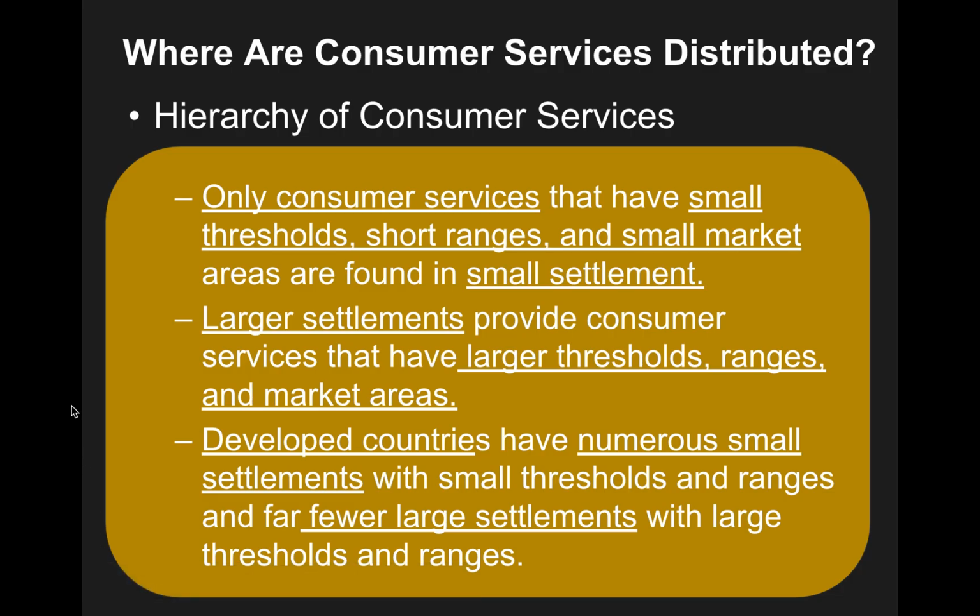When we look at consumer services, they have small thresholds, short ranges, and small markets. They're found in small settlements. Larger settlements have larger thresholds, larger ranges, and larger market areas, like we talked about with specialization of large settlements, where you see those basic services like movie theaters and sporting events.